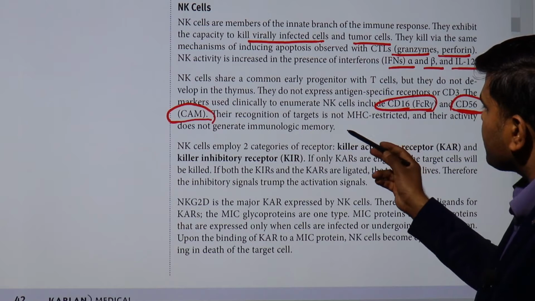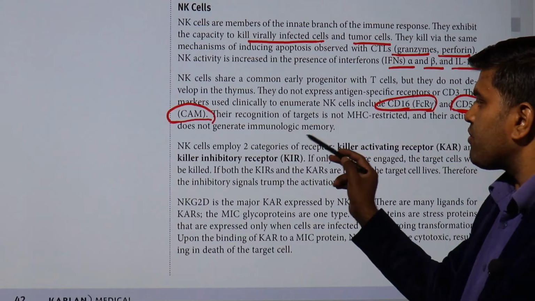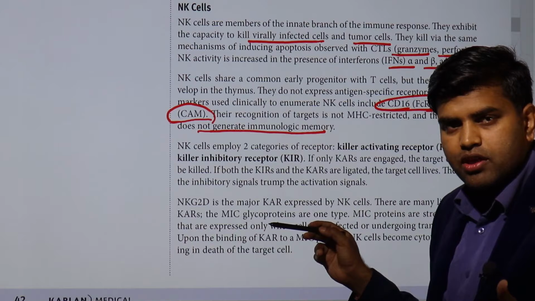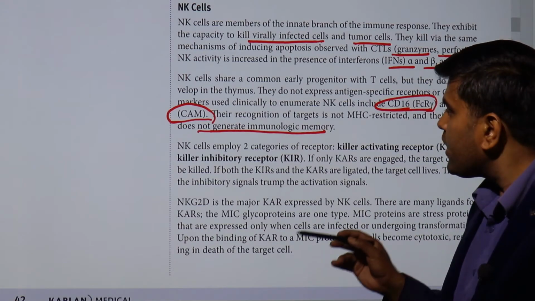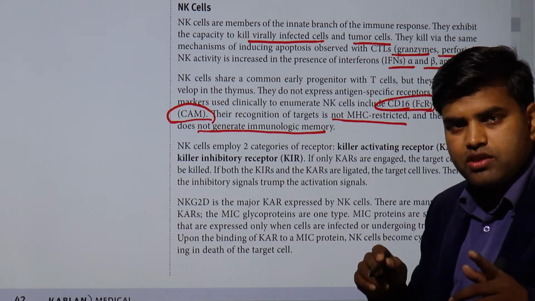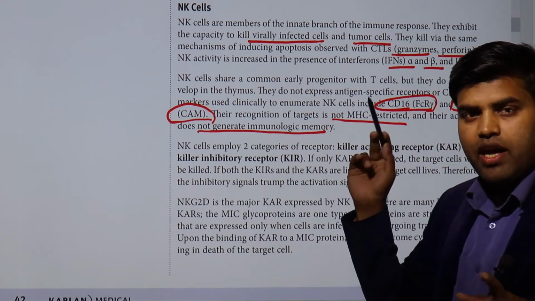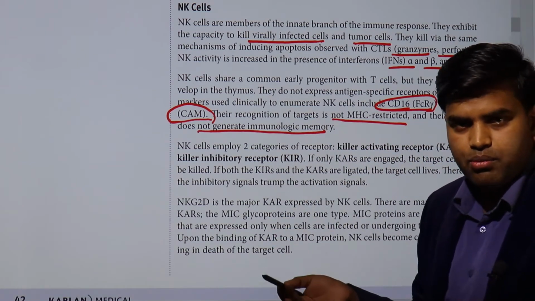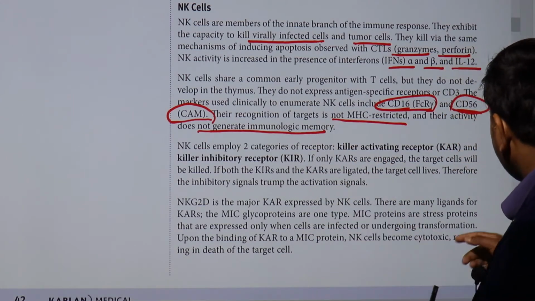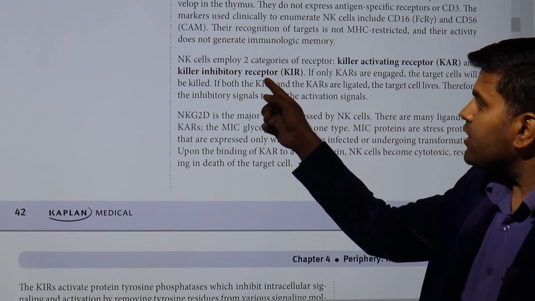So if CD16 or CD56 is mentioned anywhere, you have to understand we are talking about the NK cell. Their recognition of the target cell is not MHC restricted, and their activity does not generate any immunological memory. Obviously they are part of the innate immune system, so there will be no immunological memory. They are not MHC restricted, unlike the cytotoxic T cell, which acts with MHC class 1 to kill virus-infected or tumor cells, and the CD4 cell, which acts with MHC class 2 and helps in antibody production. The NK cell is related instead to one important thing, called the killer activating receptor and killer inhibitory receptor.